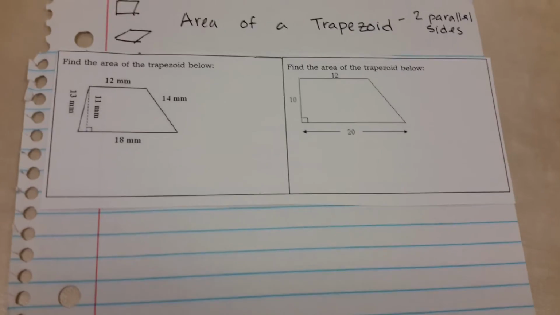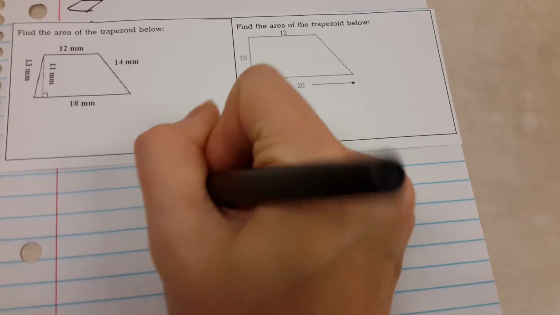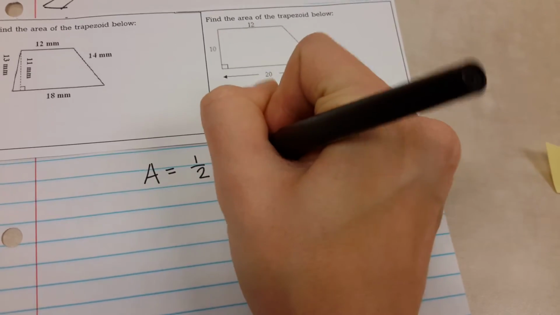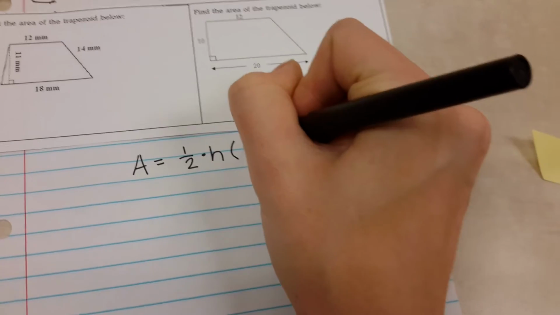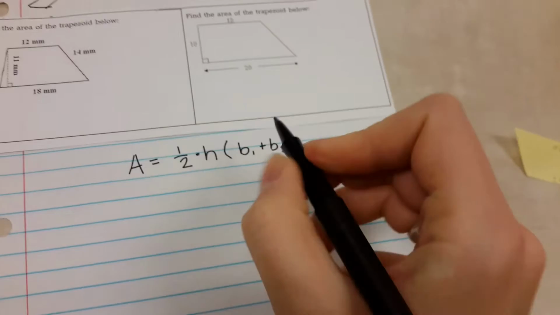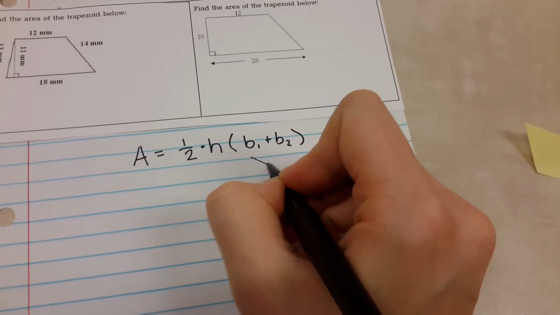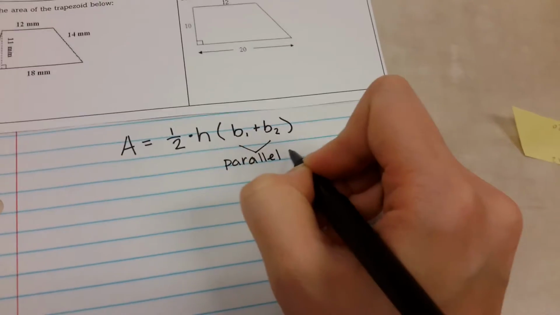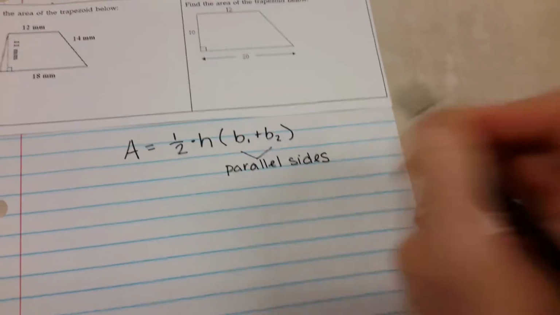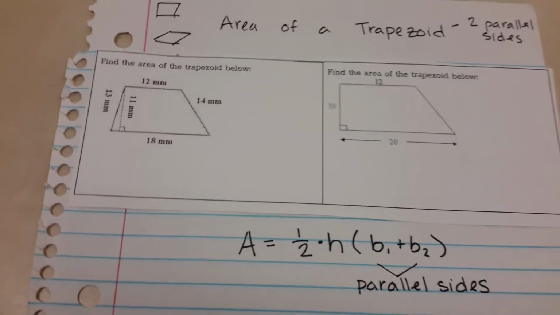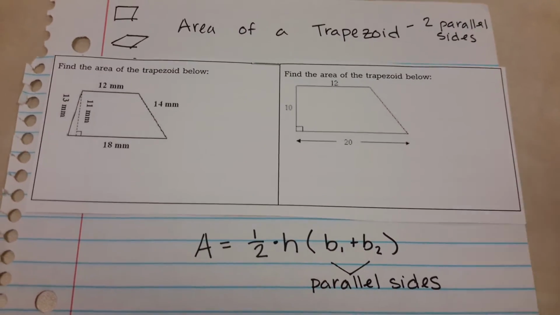Okay, there is a formula we can use for area of a trapezoid. And that formula is area equals 1/2 times the height times base 1 plus base 2. And these two bases are the parallel sides. This formula is a little bit less intuitive than the other ones, but I'm going to try and help you see where it came from.